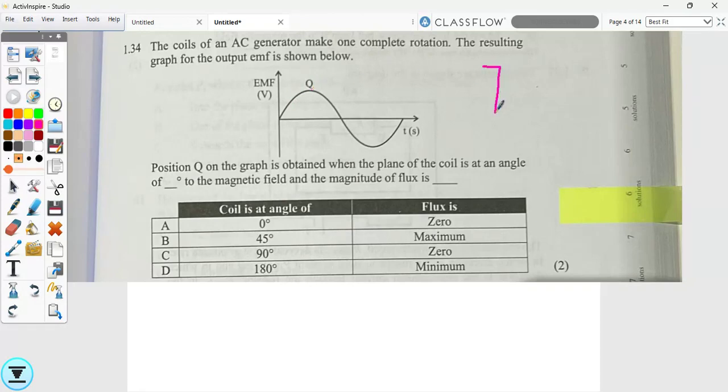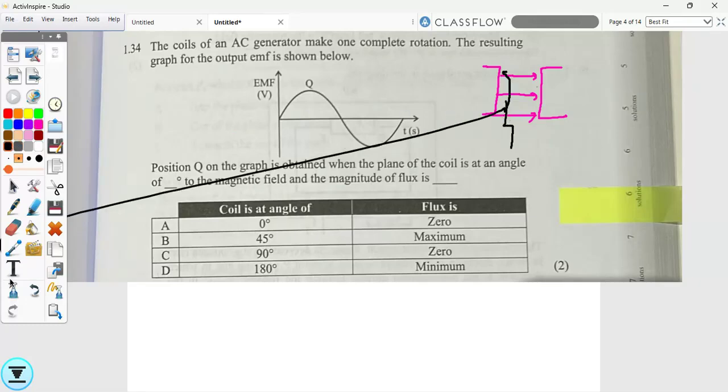So if you had your magnetic field going like this, it would mean that if your coil is in this position, which is horizontal, when your coil is in a horizontal position, the flux is zero, which means that your EMF would be a maximum.